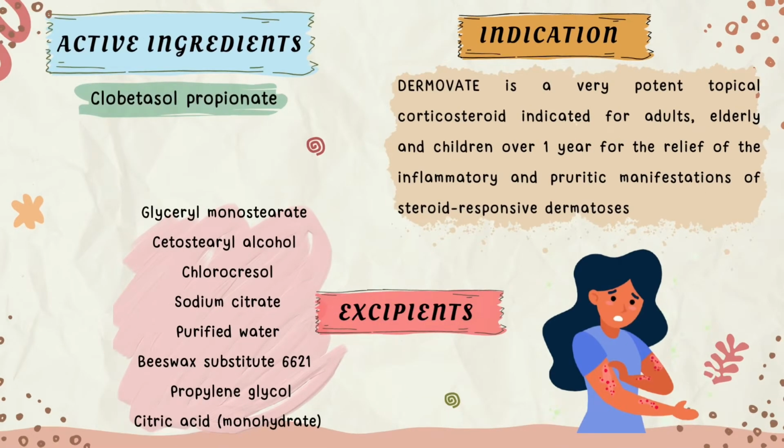Dermovate is a very potent topical corticosteroid indicated for adults, the elderly, and children over 1 year for the relief of the inflammatory and pruritic manifestation of steroid-responsive dermatosis. The active ingredient of this cream is clobetasol propionate. Clobetasol is in a class of medications called corticosteroids. Corticosteroids work by activating natural substances in the skin to reduce swelling, redness, and itching.